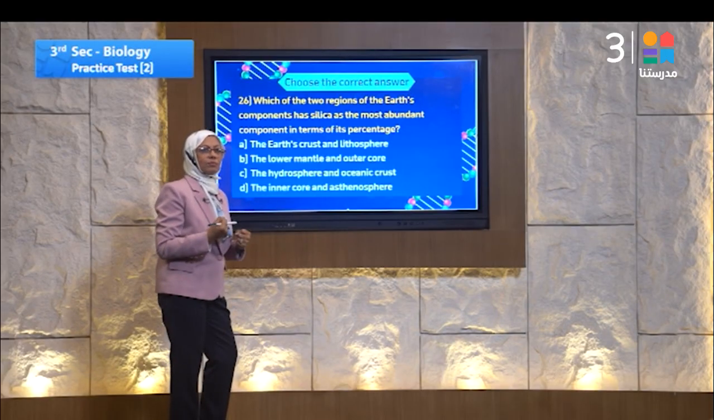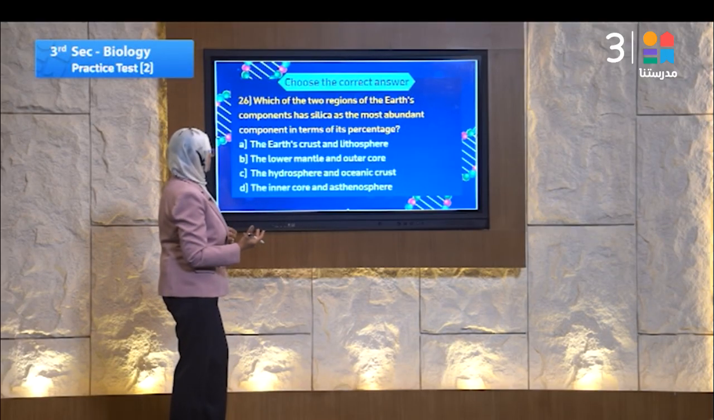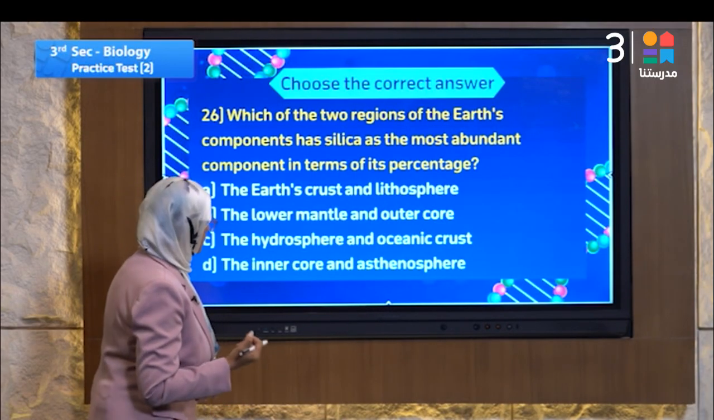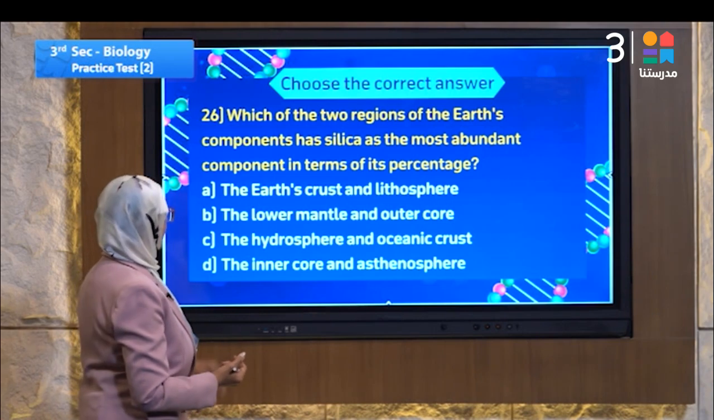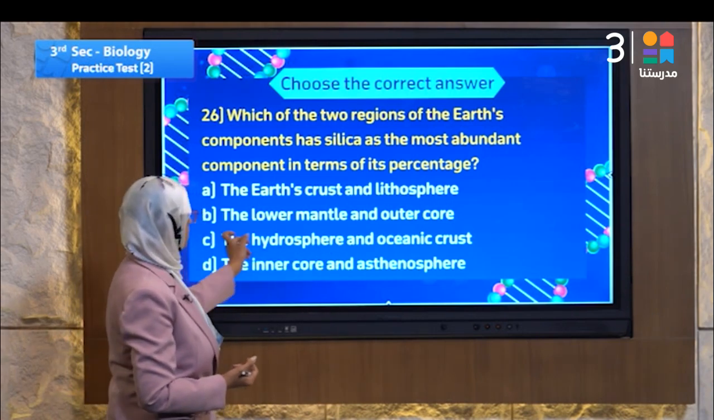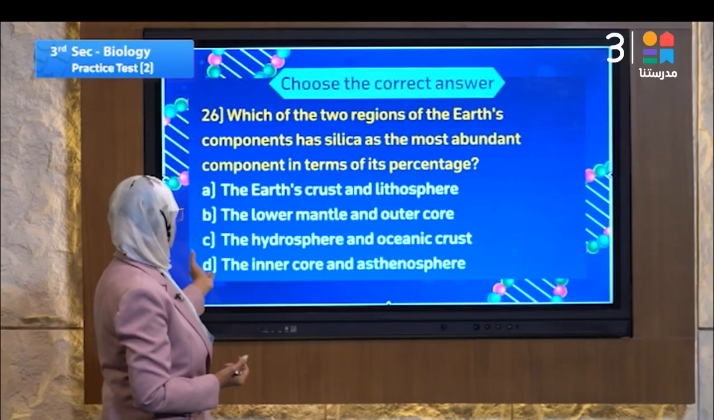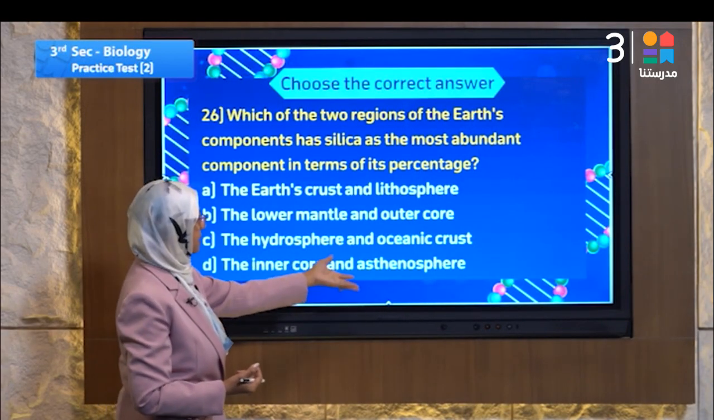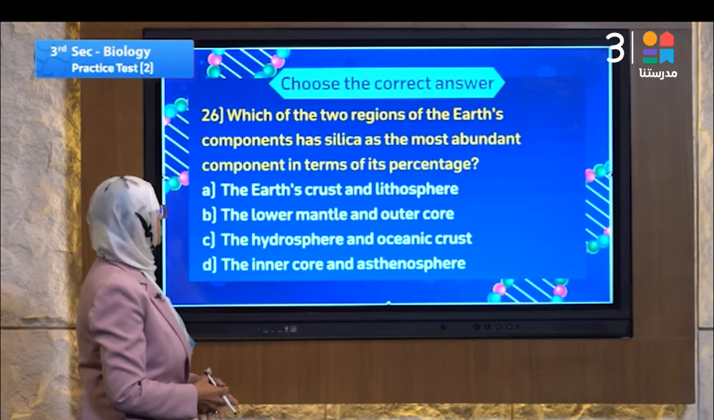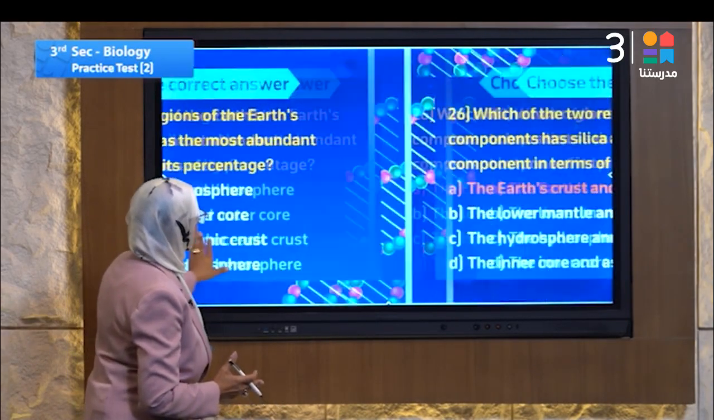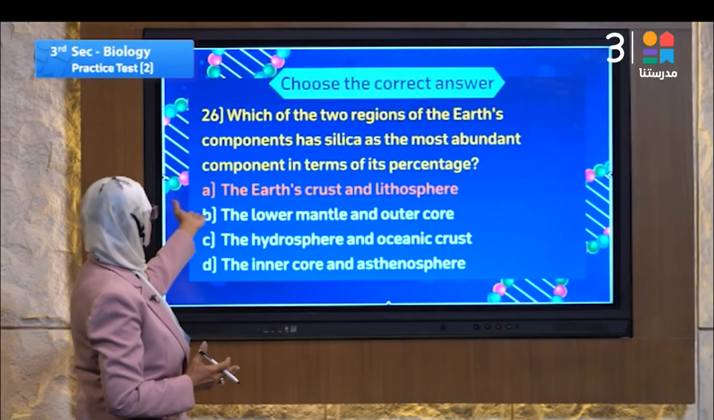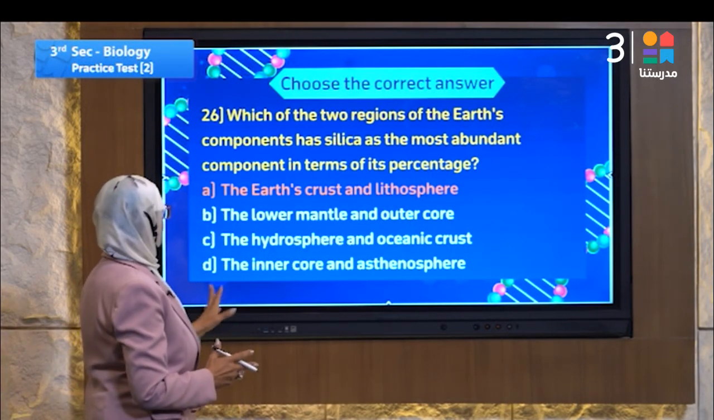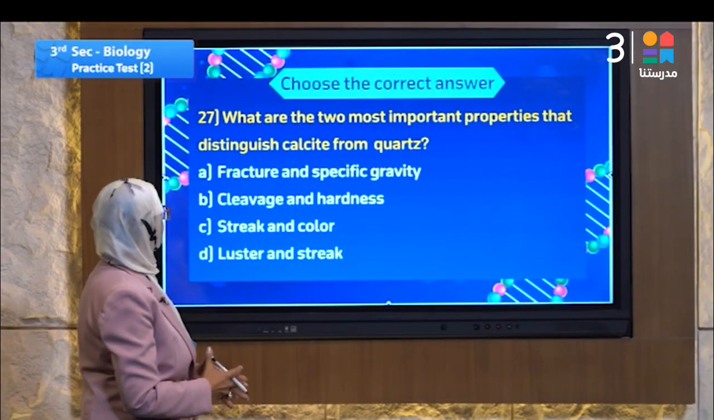Let's read very carefully again. The lower mantle and the outer core? No, the lower mantle does not contain silica. The hydrosphere and the ocean crust. The inner core and asthenosphere. No, the first one is the answer. The answer is A. The Earth's crust and lithosphere contain more silica. Let's go to question number 27.